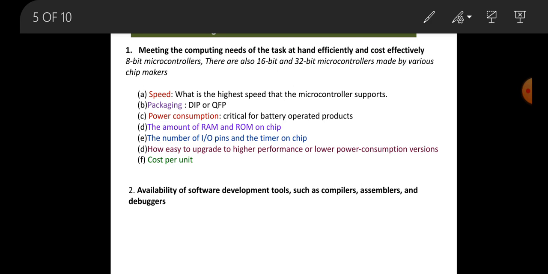The next criteria we said is meeting the availability of software development tools. So it has to be checked whether the assemblers, debuggers, or C compilers are readily available. Plus the technical support, whether it is readily available in-house or outside from any of the experts. It has to be checked.